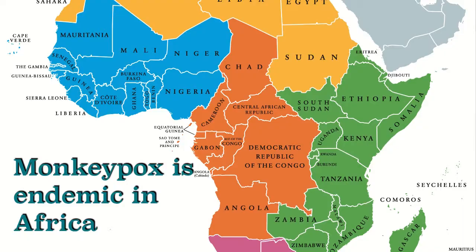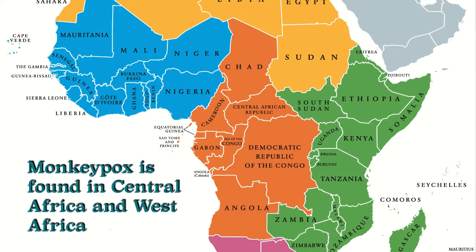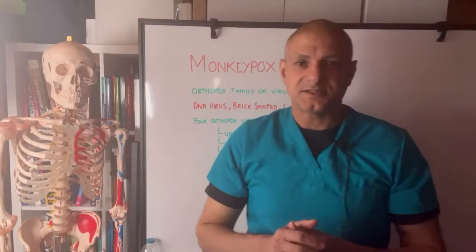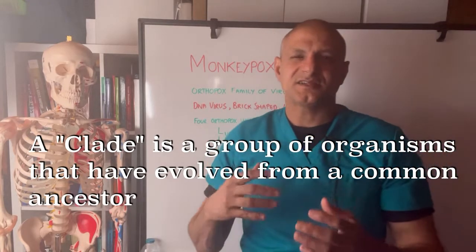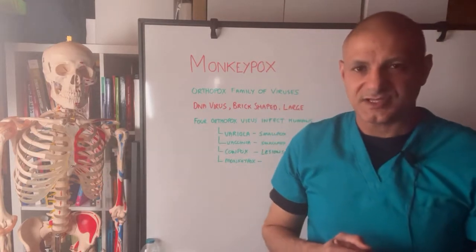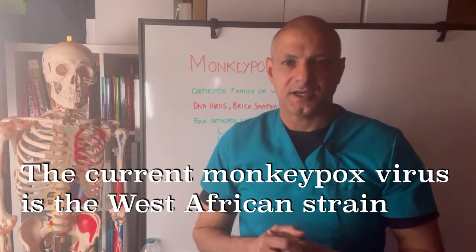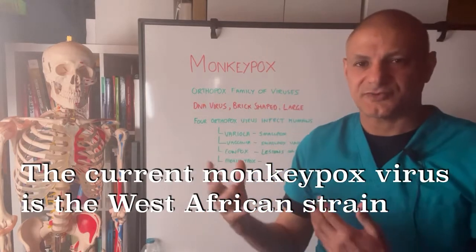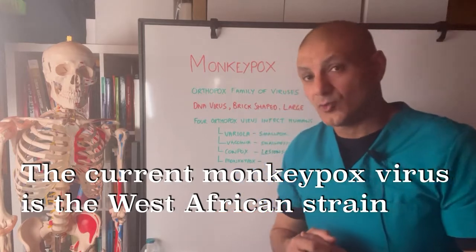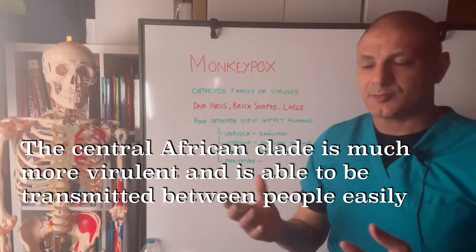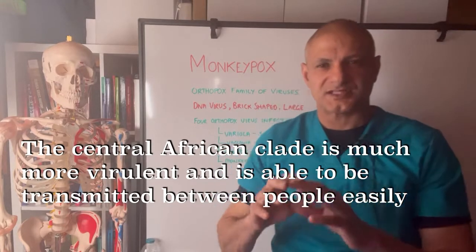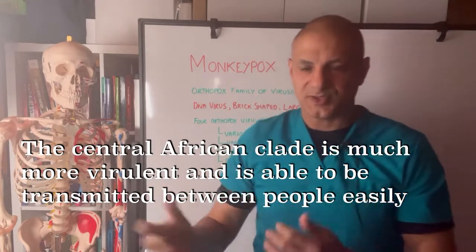Okay. Now, we said monkeypox is endemic in Africa, especially Central Africa and West Africa. Now, there's two different types of clades. That is basically types of the virus. And the virus that we're currently seeing, the type of clade it is, originates from West Africa. Now, the Central African monkeypox virus is much more virulent and spreads much more easily person to person.